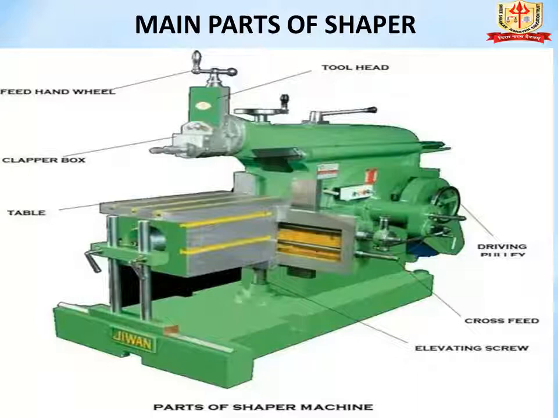Main parts of shaper. We are starting from the bottom. At bottom there is a base. On the base there is an elevating screw and on their right hand side there is a cross feed. Above the cross feed there is a driving pulley and above the driving pulley there is a clapper box and tool head and feed hand wheel and table. These are the main parts of the shaper.